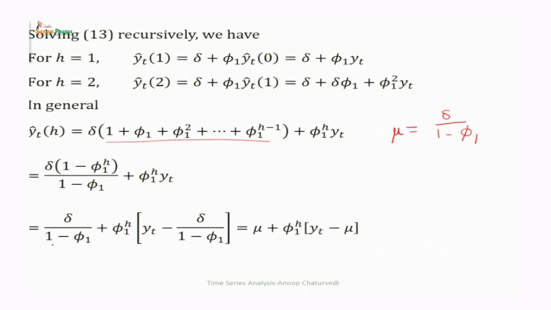So, here also you get mu. So, you get mu plus phi 1 to the power h times y t minus mu. So, you observe that as h increases, this value phi 1 to the power h declines exponentially.